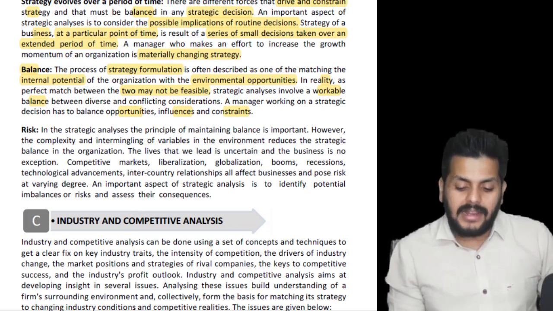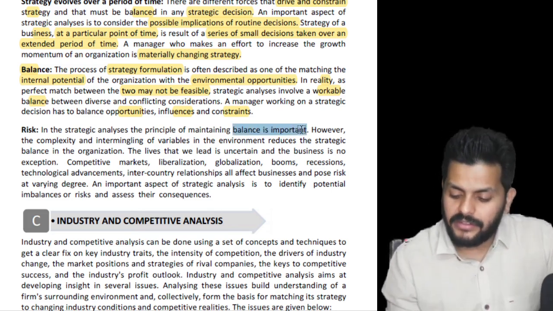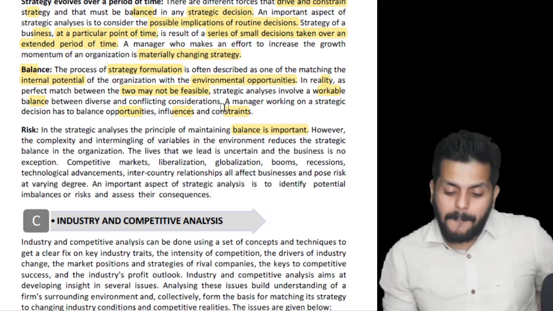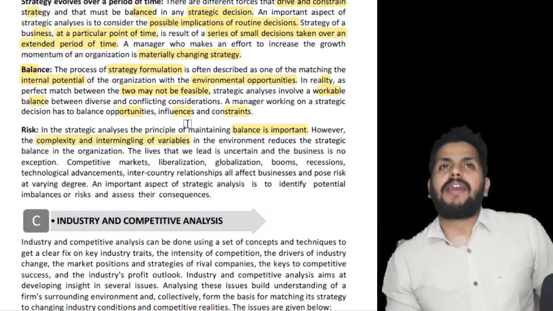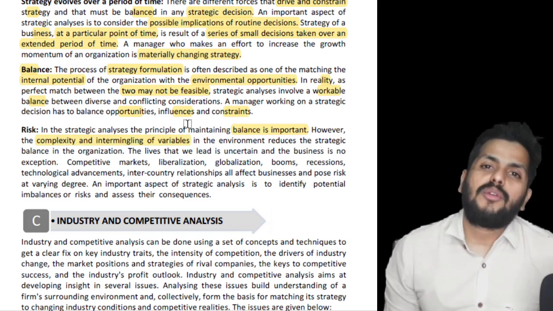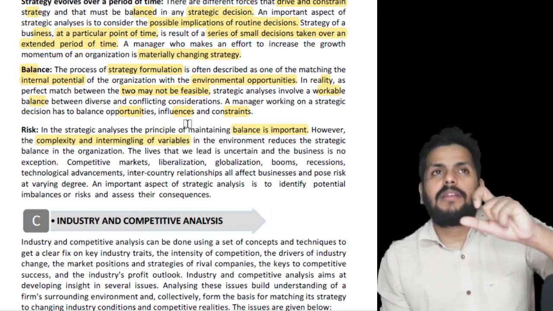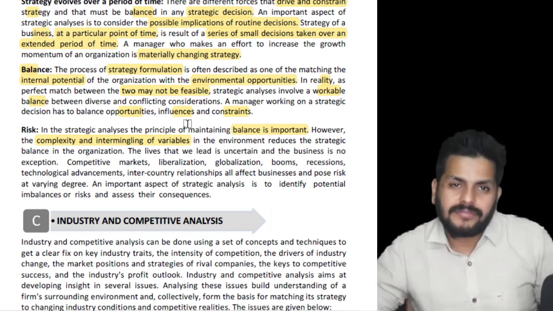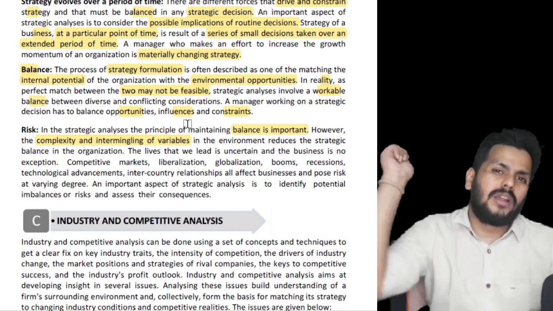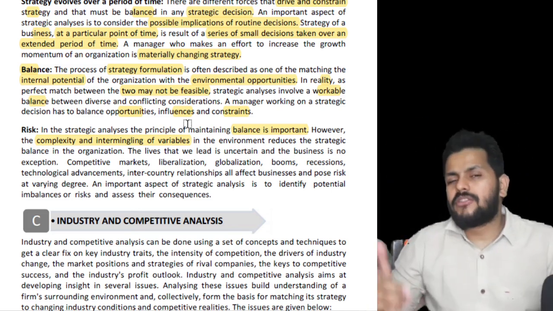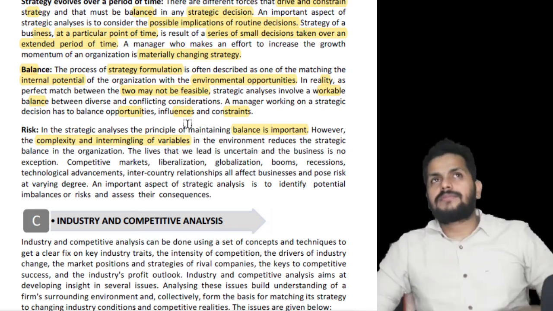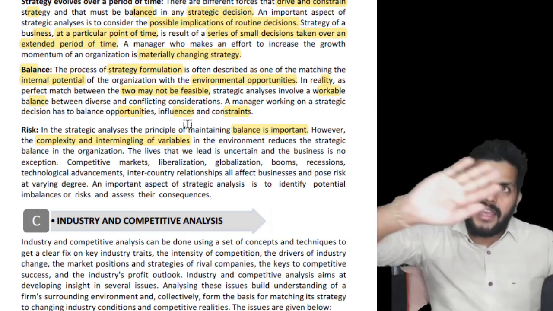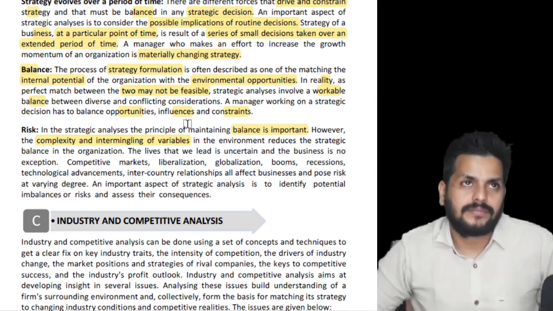In strategic analysis, the principle of maintaining balance is important. That's what we try to do in the second point. However, the complexity and intermingling of variables. I hope all of you know the meaning of this word called complexity. That means it's slightly difficult to understand. Intermingling means coming together of. I'll tell you one simple example. I'm throwing one stone at you. So natural instinct will be to avoid that, correct? So I threw one stone at you, you saw that coming, your hand came in the way of that, and you at least try to push the stone off or at least try to cover your face.